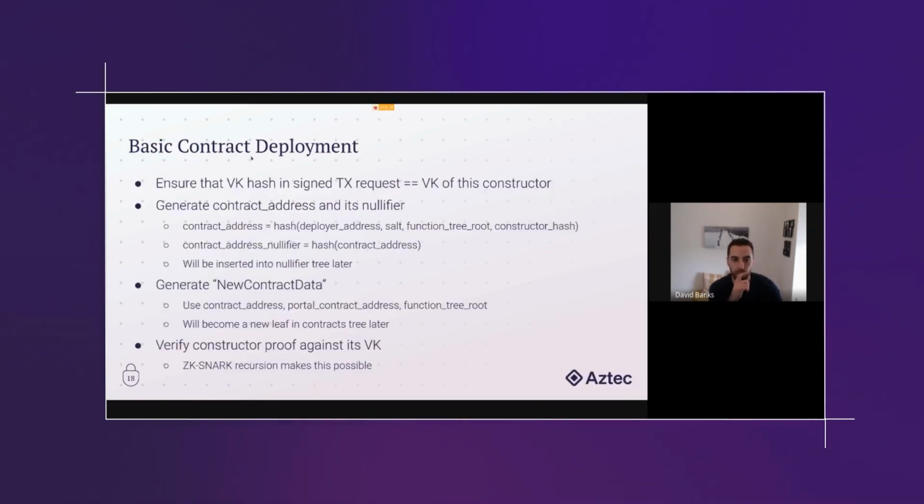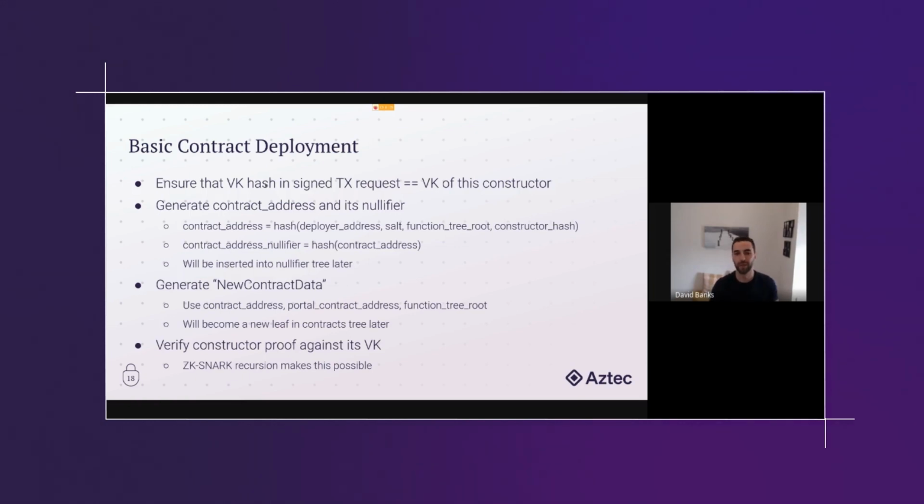So in the context of basic contract deployment, which is what we're doing for milestone 1.1, we basically want to do the following. We want to ensure that the verification key hash in the transaction request matches the VK of the constructor, right?